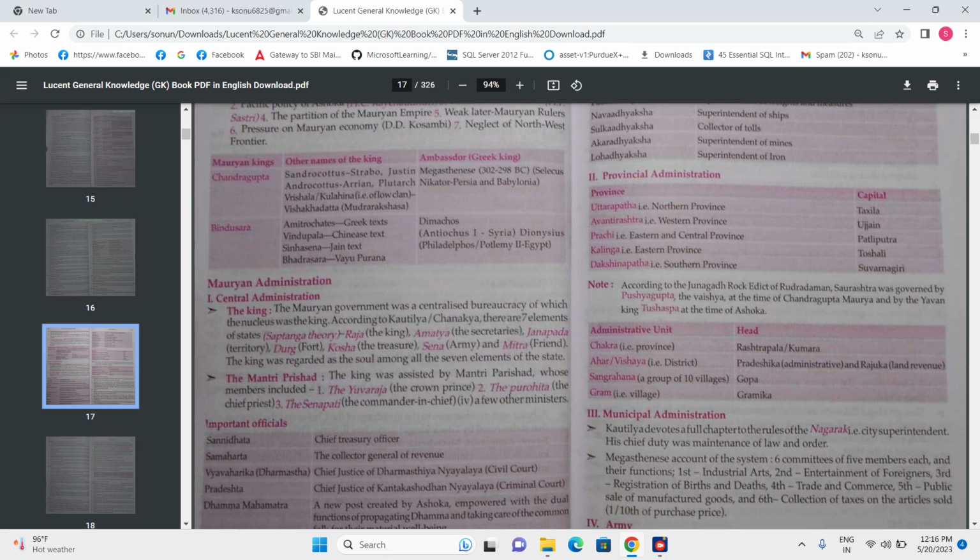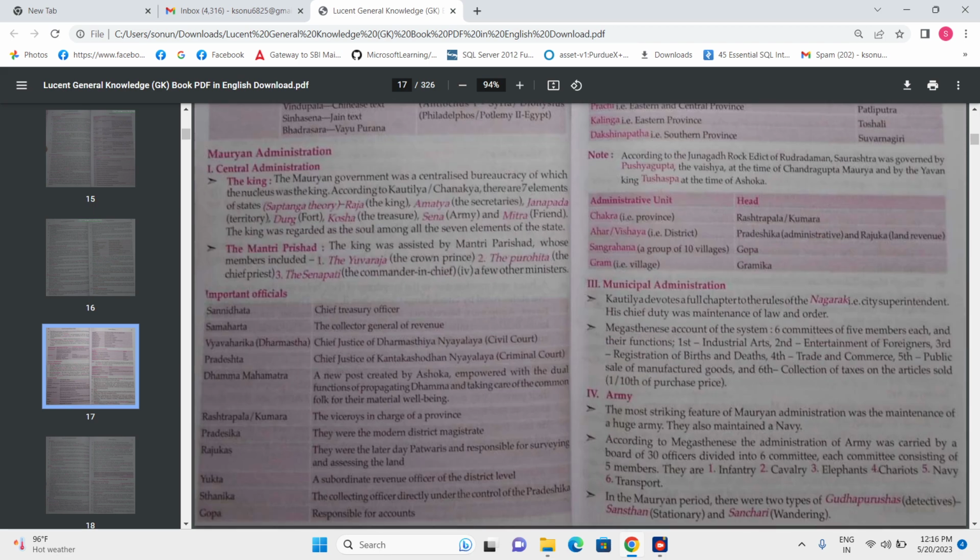So one more important point, this is very important. According to Junagadh Rock Edict of Rudradaman, Saurashtra was governed by Pusya the Vaisya at the time of Chandragupta Maurya, and by Yavan king Tusaspa at the time of Asoka. So Saurashtra was governed by Pusya at the time of Chandragupta, and Yavan king Tusaspa at the time of Asoka.